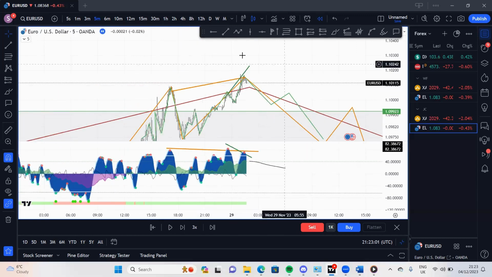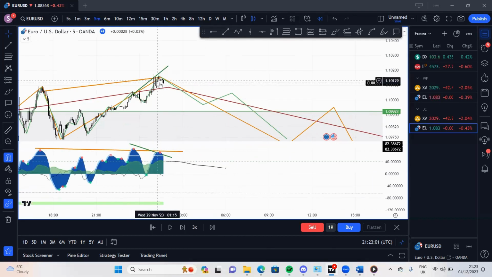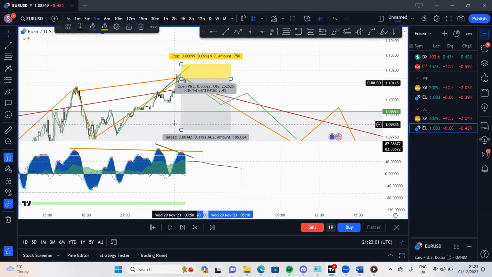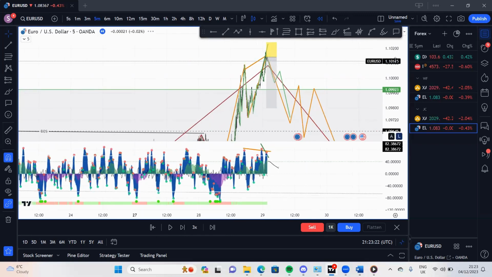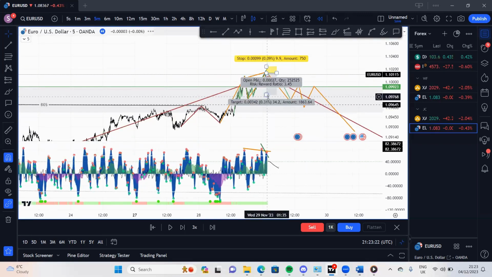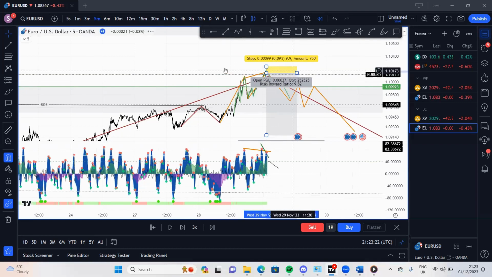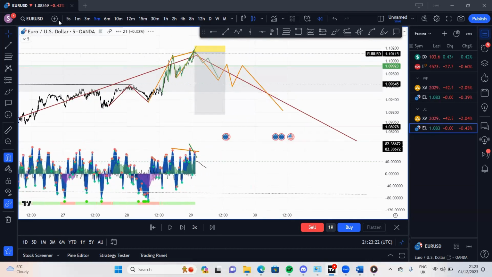We know that this is a very high confluent area. Okay, so we're looking at an entry. We could have put in our limit order right there, and we could have played it down, and that would have been the actual top of this move. That would have been a juicy risk to reward. Okay, and we'll have a look in a second.